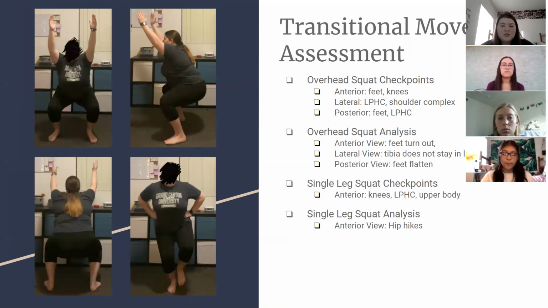And then moving on to the transitional movement assessment, we had two transitional movements that we are going to be looking at, which is the overhead squat and the single leg squat. There are a few different checkpoints for each of these. Starting with the overhead squat, the checkpoints for the anterior view include the feet and the knees. For the lateral view, we have the LPHC and the shoulder complex to look at. And then for the posterior view, we have the feet and the LPHC.